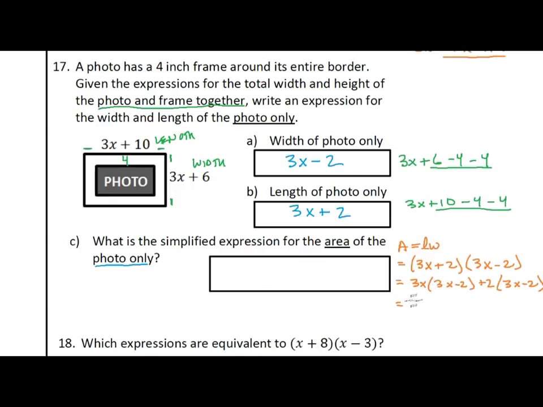3x times 3x, 3 times 3 is 9, x times x is x squared. 3x times negative 2 is negative 6x. 2 times 3x is positive 6x. And 2 times negative 2 is negative 4. These two terms are like terms. They can be combined, but negative 6 plus 6 is 0, so they just disappear. And our final answer here is going to be 9x squared minus 4. There's our simplified expression for the area of the photo only.